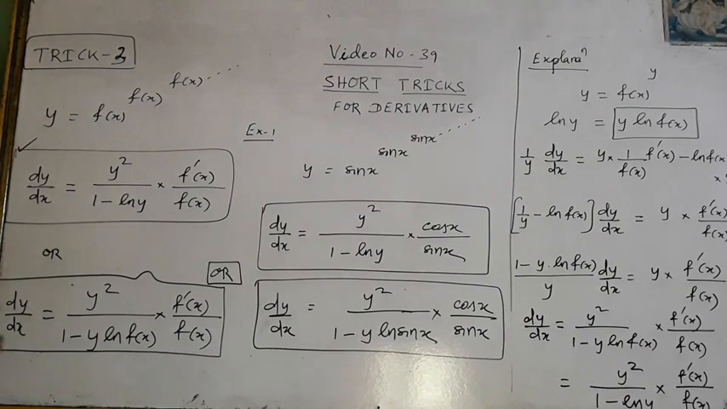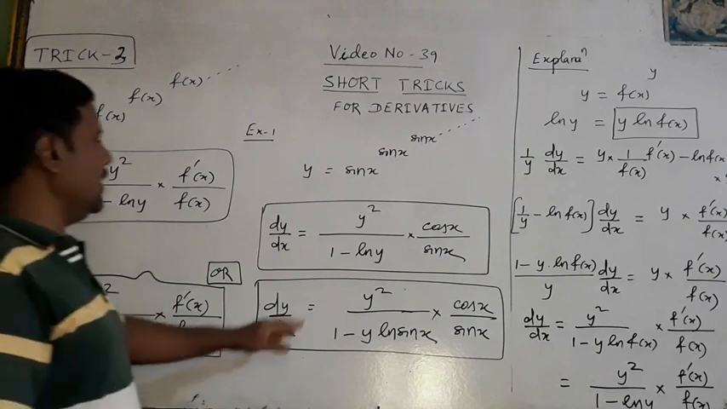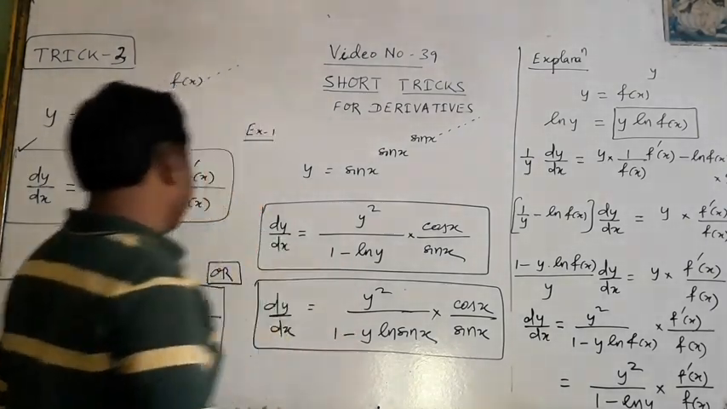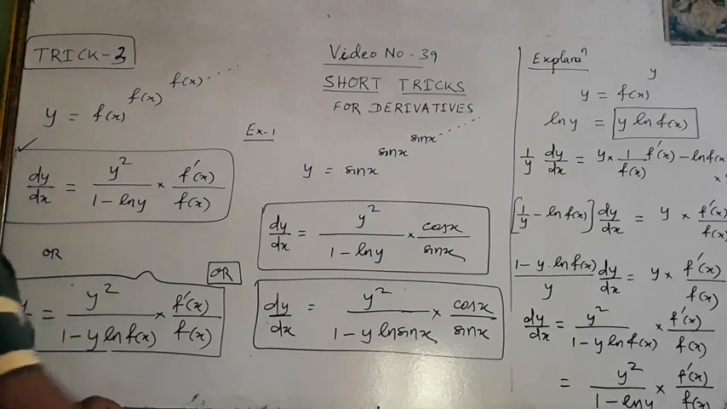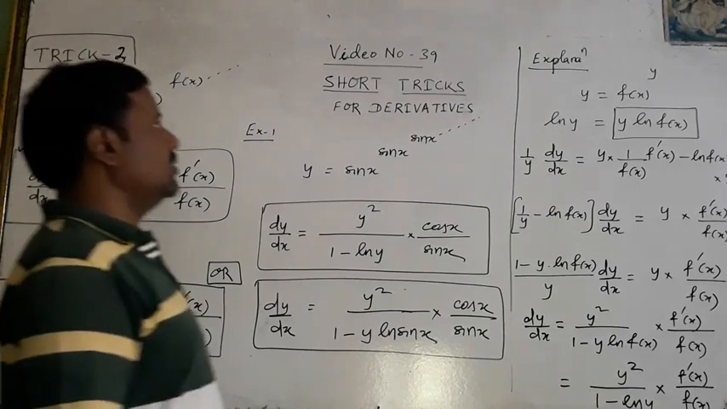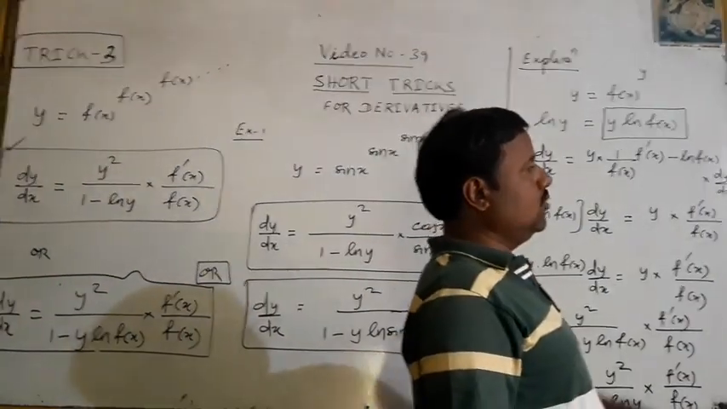dy by dx is equal to... There is another formula. You write y square here, but 1 minus y ln f(x). It remains as it is: f dash x by f(x). So 1 minus y ln f(x). Similarly, y square over 1 minus y. You will write y ln f(x) means ln sin x into cos x by sin x. And how does it come? You should know about it.